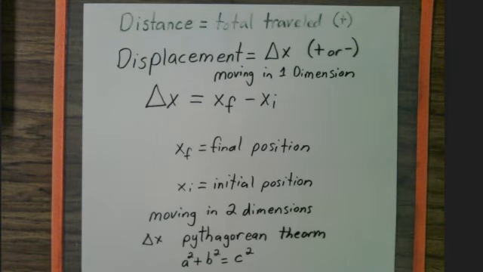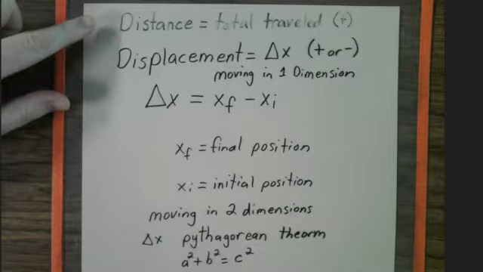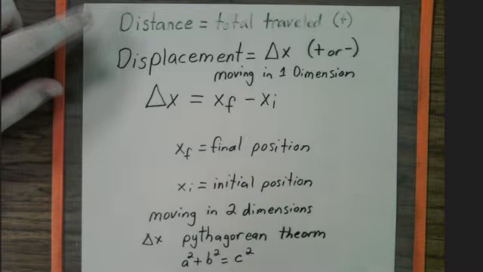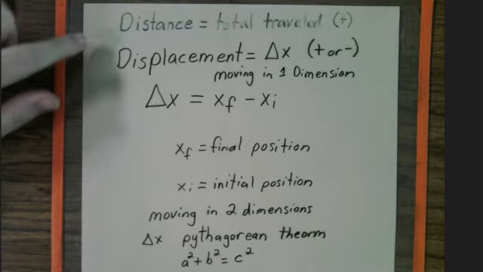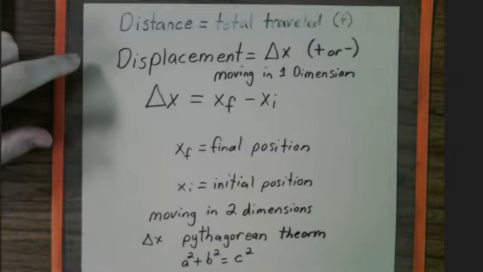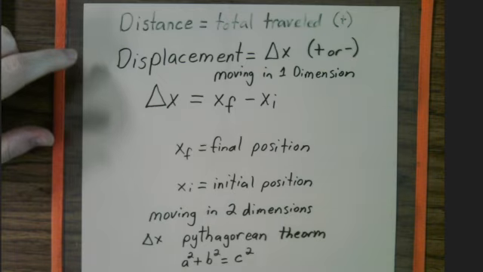In this video, we're going to be talking about distance versus displacement. Now, a couple things to know before we start getting into the problems. Distance is the total distance traveled, everything together. Distance can only be a positive number. Displacement, on the other hand, is a change in distance. This can be positive or negative, as you'll see in some of these problems.